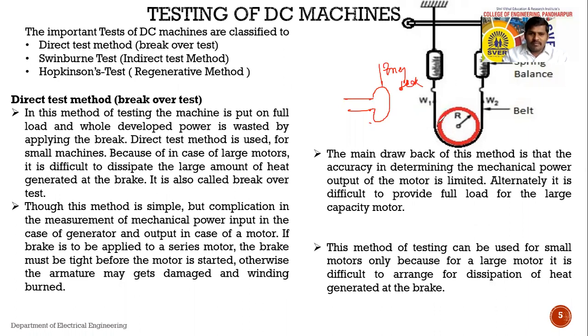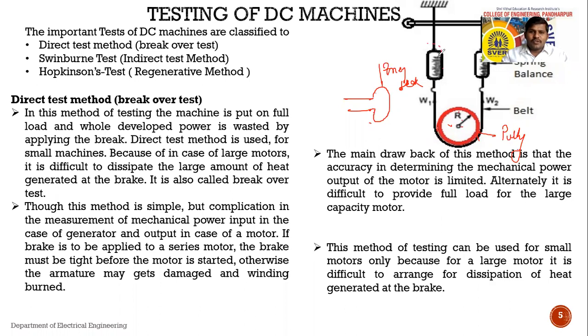So see, this is the pulley, or it may be a drum. This is directly attached to the shaft of the motor. Now see, the pony brake arrangement can be done.